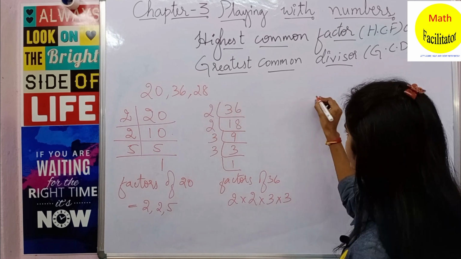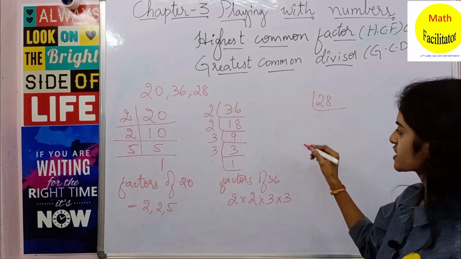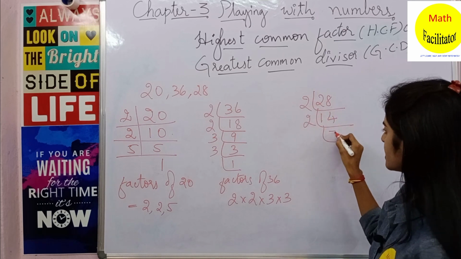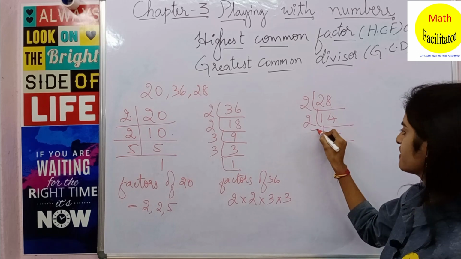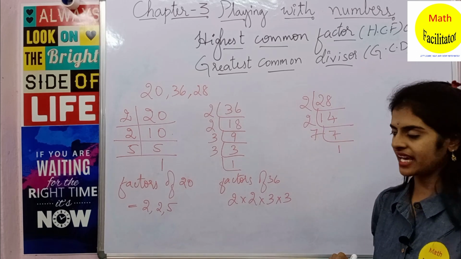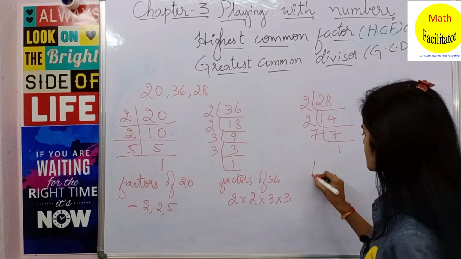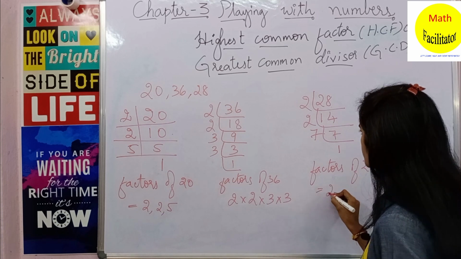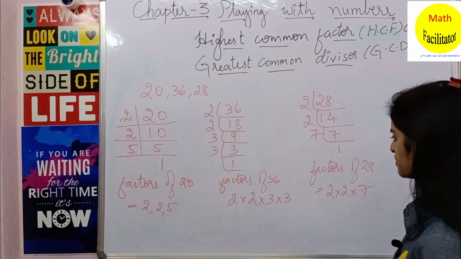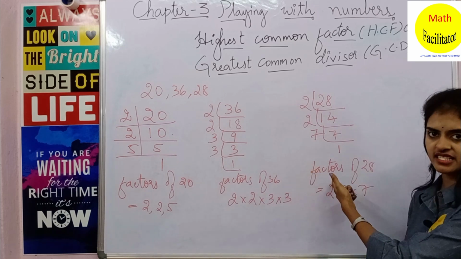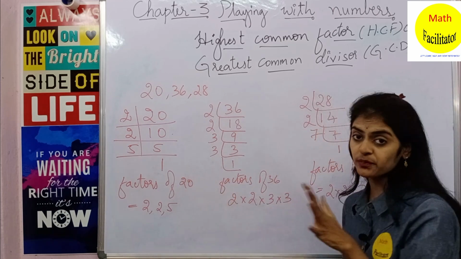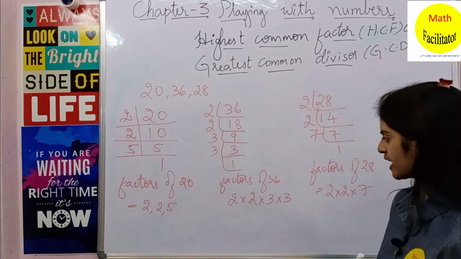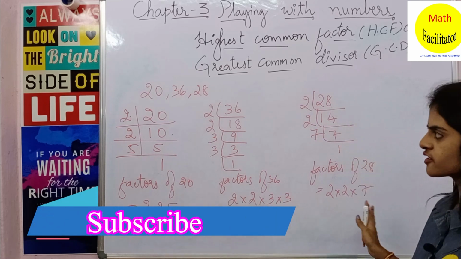Now let us take 28. So again 2 divides 28 how many times? 2 ones are 2, 2 4s are 8. So again 2 divides 14 7 times, and 7 divides 7 1 time. Okay, and 7 is a prime number, not to forget. So now factors of 28 are 2 into 2 into 7. So here we are doing prime factorization of 28. In all the cases we are doing prime factorization. We are using only prime numbers to divide the given number. Okay, so in this way you got all the factors of all the numbers.